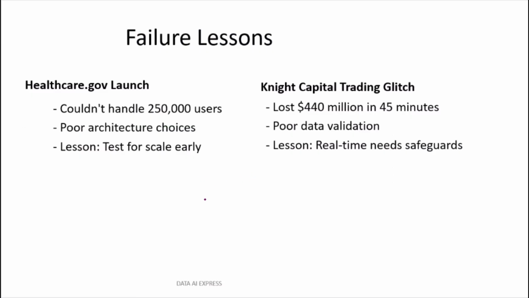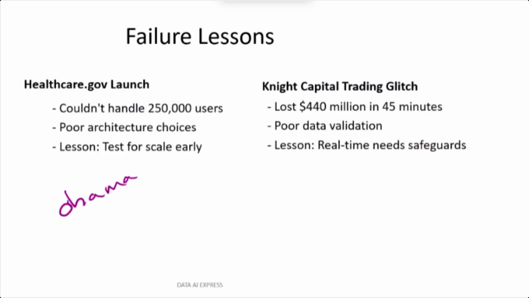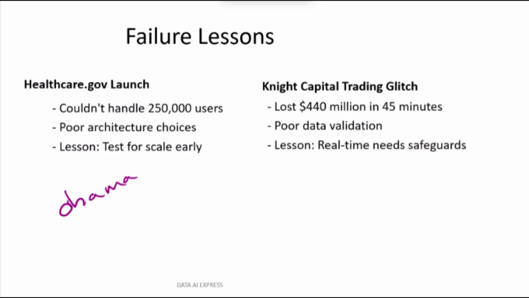Let me give you some case studies, real world examples of what can go wrong. There is the launch of the healthcare.gov website in 2013. The site crashed on the first day because the architecture was not designed to handle the high volume of data traffic. Another example is the Knight Capital trading error in 2012, where a software glitch caused the company to lose nearly $440 million in just 45 minutes. These examples highlight the importance of proper testing, data quality checks, and a robust, scalable architecture.